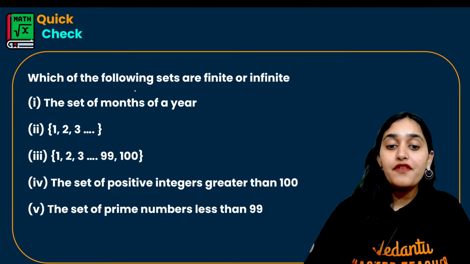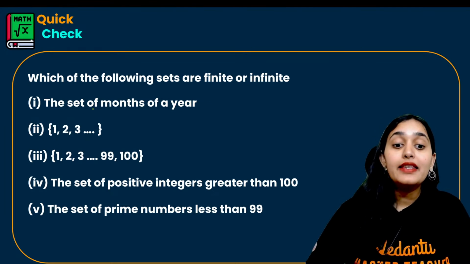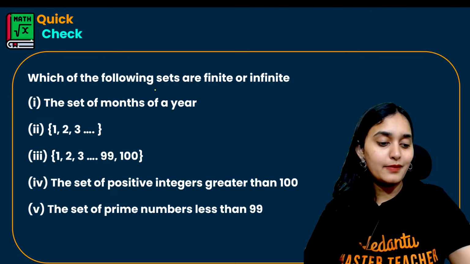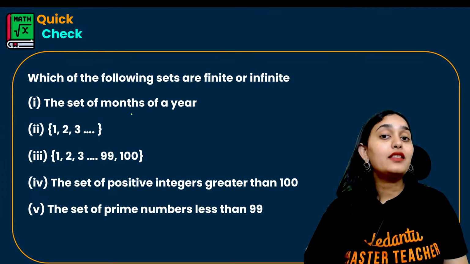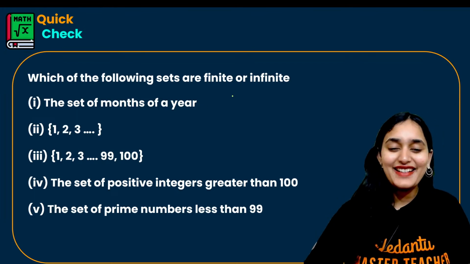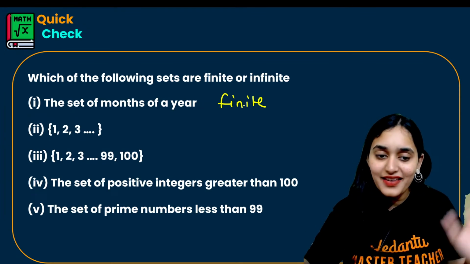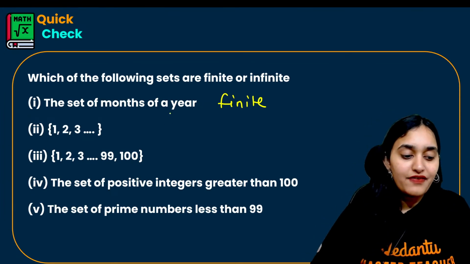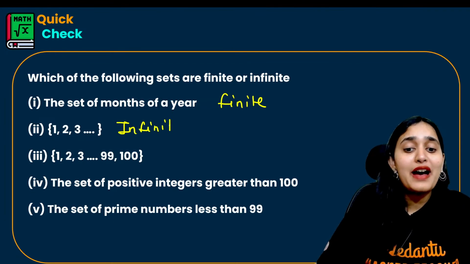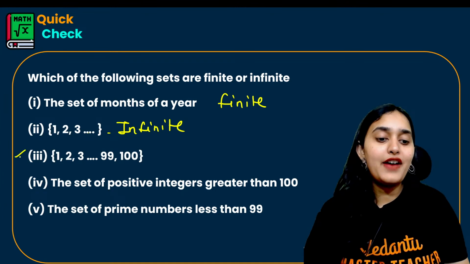Let's find out which of the following sets are finite or infinite. Number 1, the set of months of a year. Quickly comment and tell me. The set of months of a year, finite or infinite? Very good, Isha. Finite, we can count them. 12 months are there. Number 2, finite or infinite? Very good. Infinite. Why? Because dot dot dot, never ending. Third one, finite or infinite?